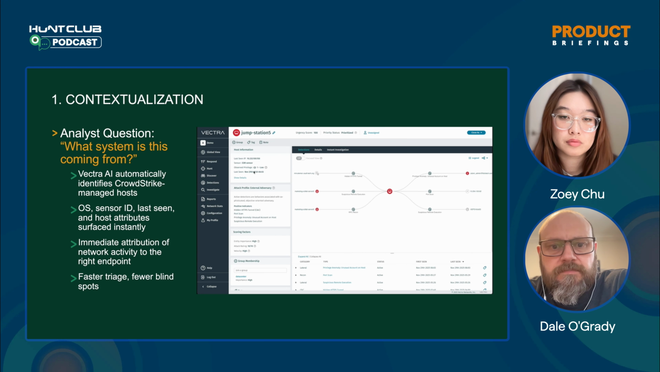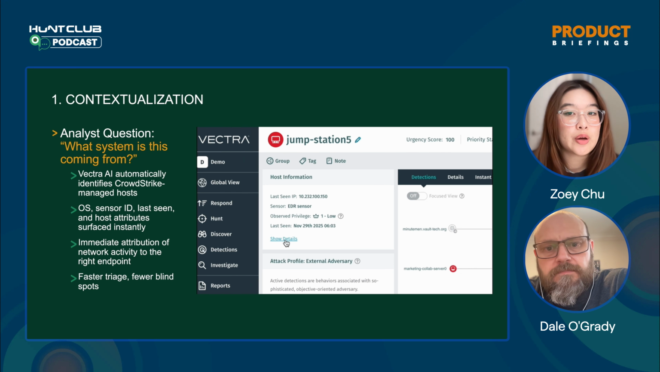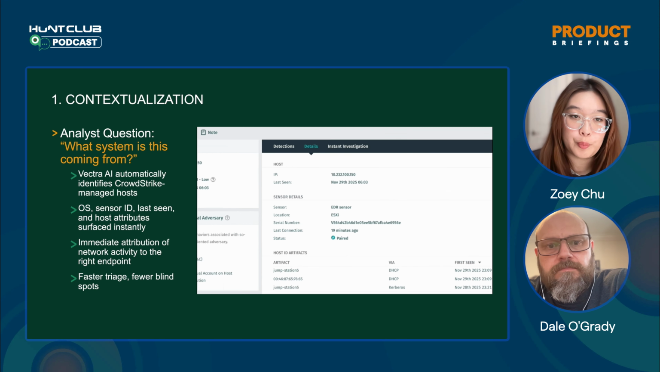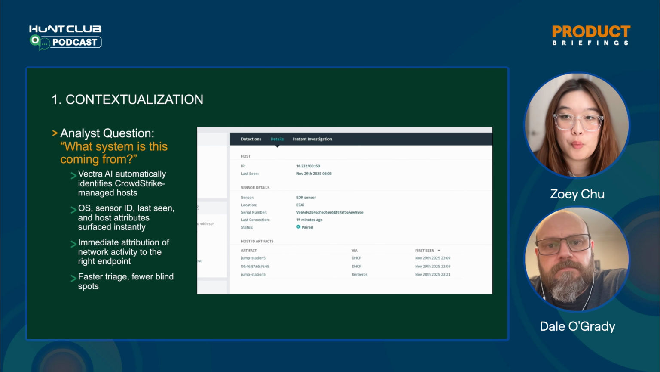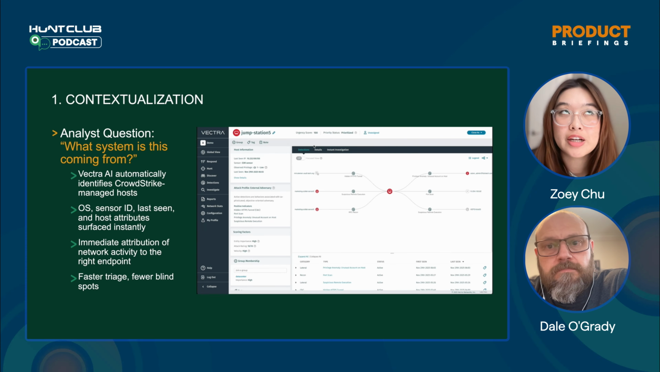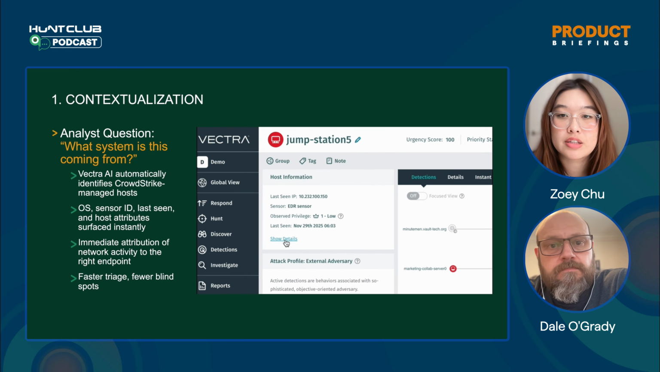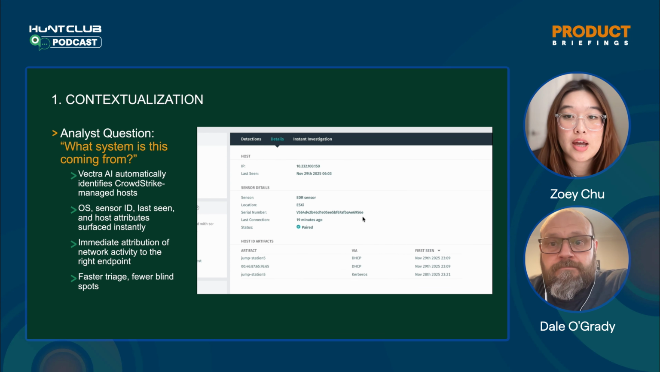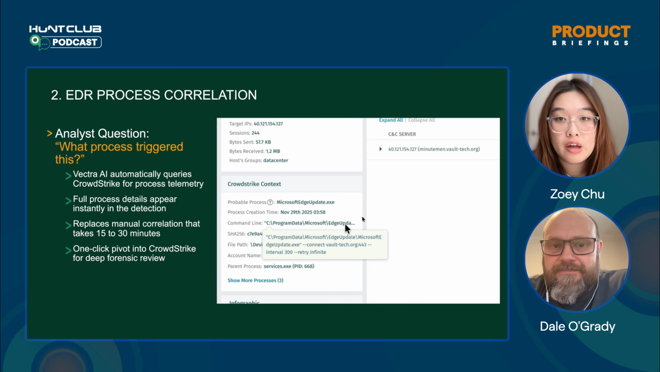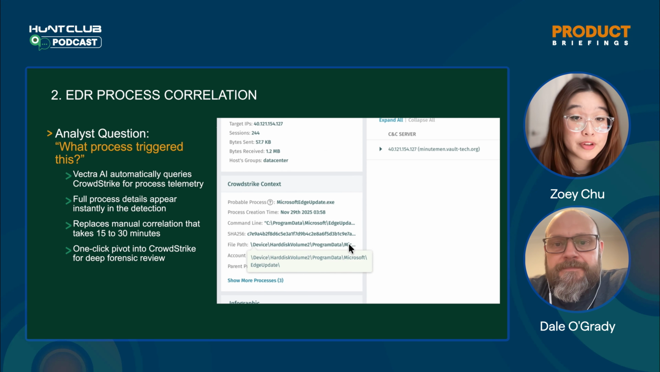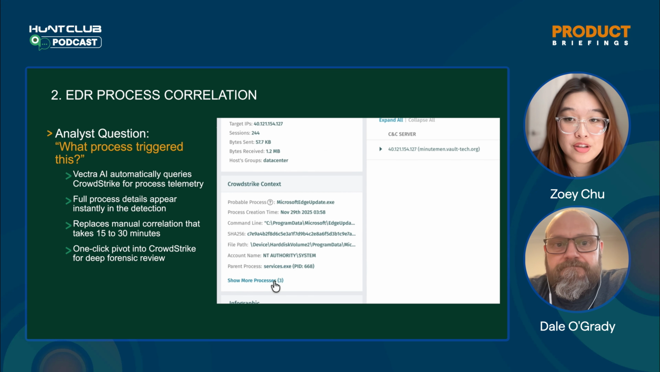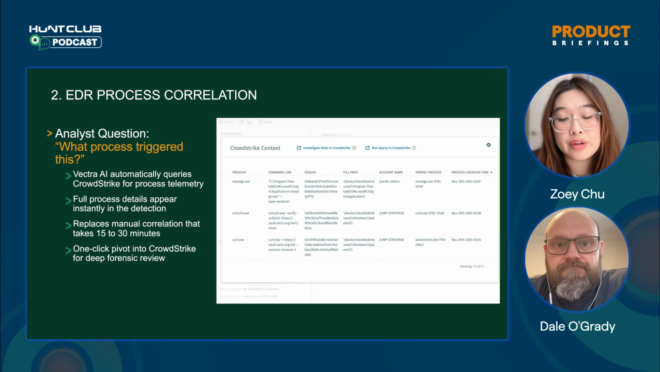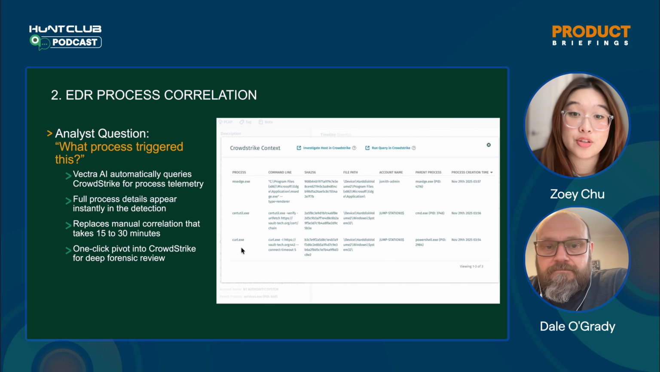Absolutely. So now that analysts know which system, with this contextualization, what's the next question analysts usually go for? It's the hardest question: what process actually triggers this behavior? And we have a feature that answers this question. So can you walk us through how EDR process correlation answers that question?